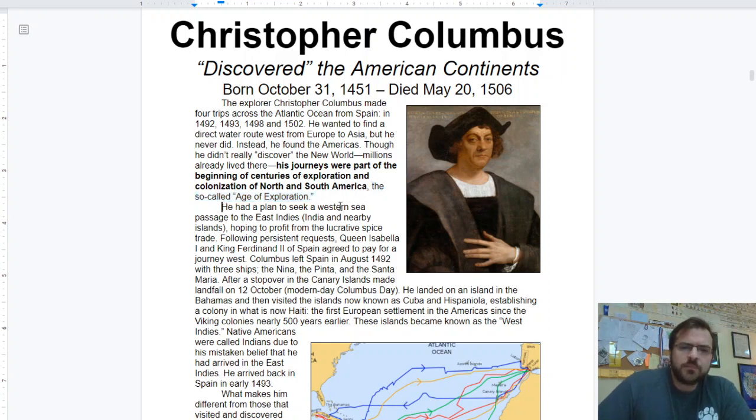Okay. He had a plan to seek a western sea passage to the East Indies. What are the East Indies? Well, it's the country of India and the islands close by. So it's India and the nearby islands. And why did he want to get there? Well, he was hoping to profit, to make a lot of money, from the lucrative, which is just a word that means you're able to make money off of it, spice trade. What is the spice trade?